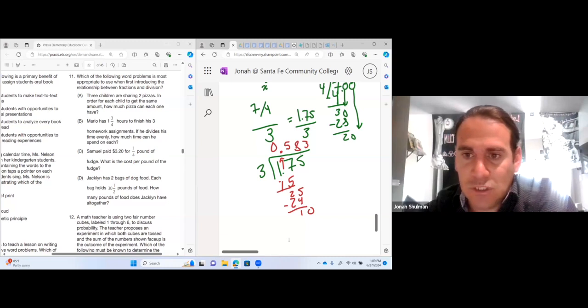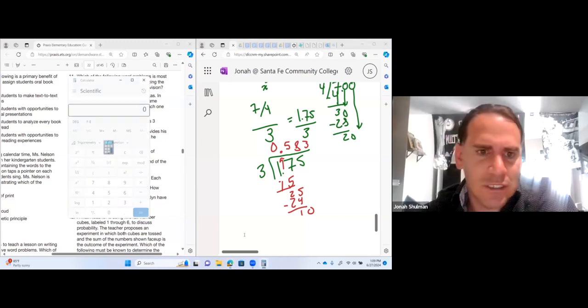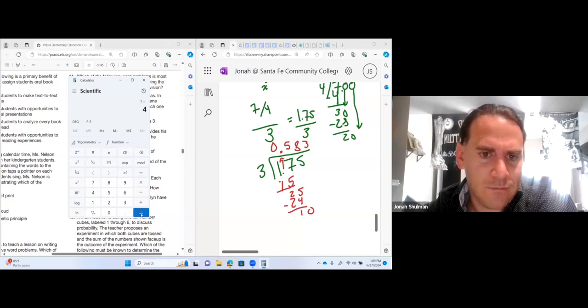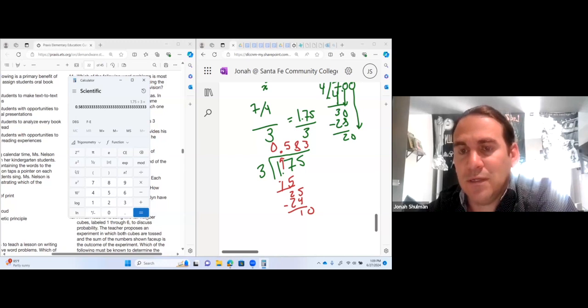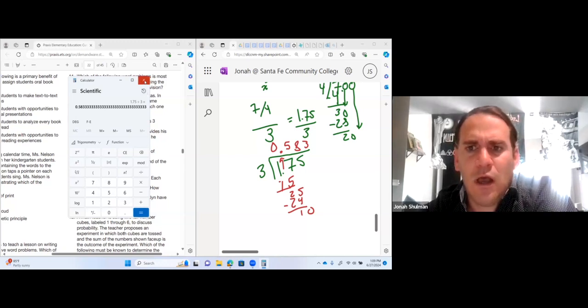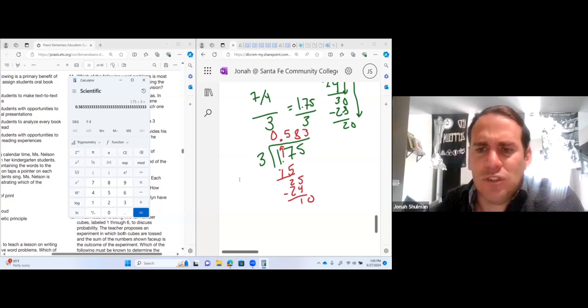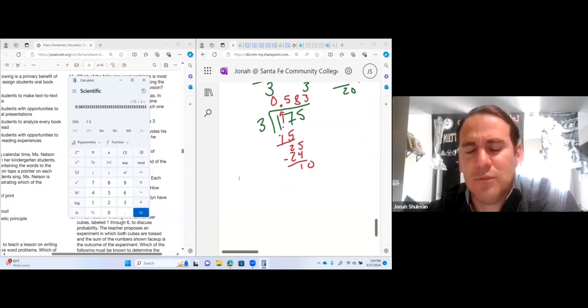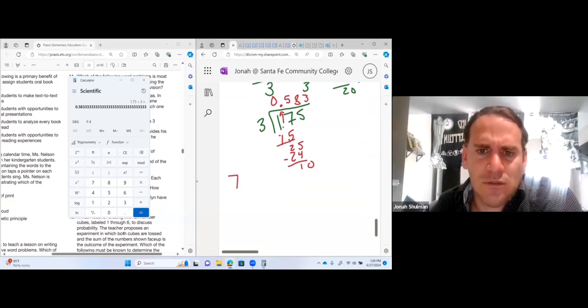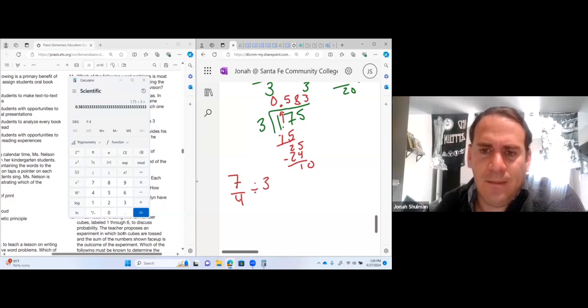So I'm going to just double check that with the calculator, make sure I did it right. 7 divided by 4 divided by 3. 0.583 repeating. Nice, I got it right. What's the other way to do it? Well, this was the way I was trying to do it, and let's see where the mistake was that I made. 7/4 divided by 3.